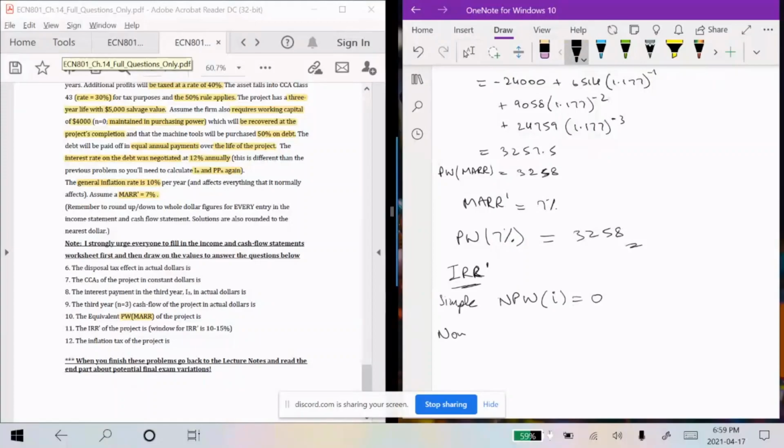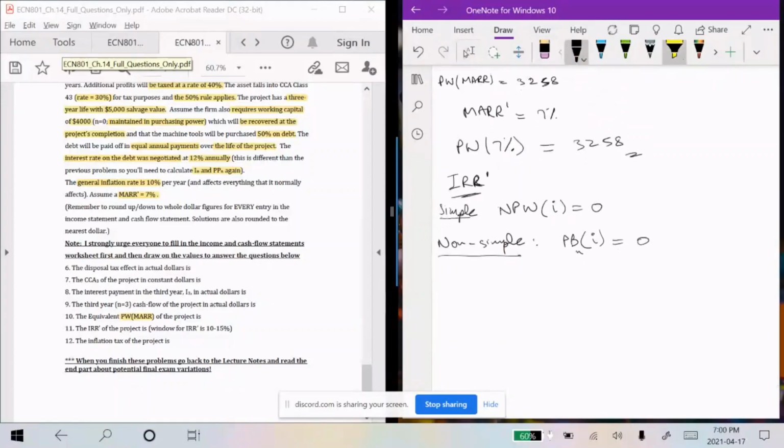And for non-simple, you need to use the method of project balance: the project balance in the nth period given I is equal to 0. That would be what we need for the non-simple one. This is simple, so we can just use this method right here. So we need to say net present worth at I equal to 0.